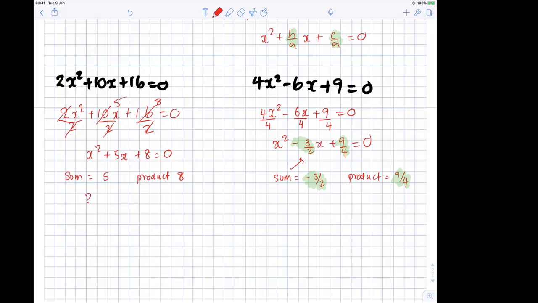Which means if we multiply the two numbers, they're gonna give us 8, and if we add the two numbers, they're gonna give us 5. Same here, if we add the two numbers, they're gonna give us minus 3 over 2, and if we multiply the two numbers, they're gonna give us 9 over 4. Okay, so that's it for this one question.